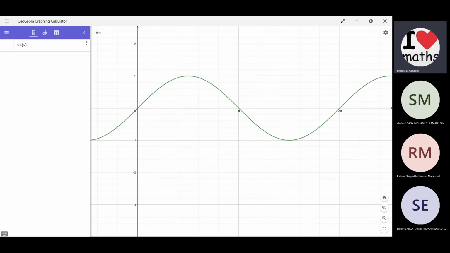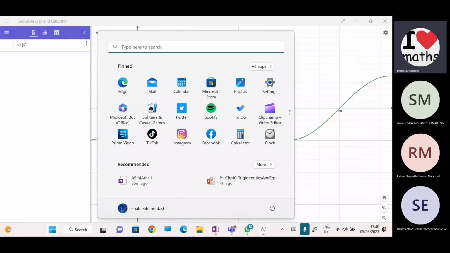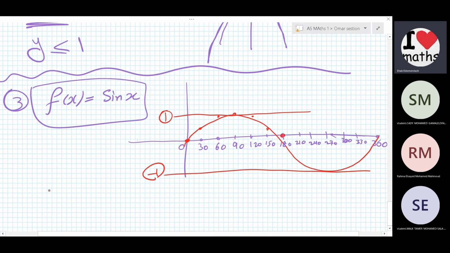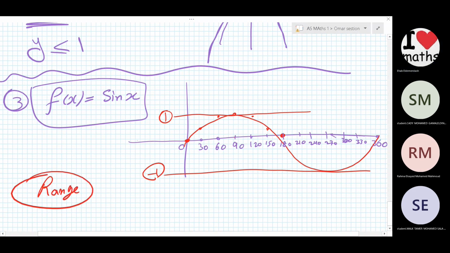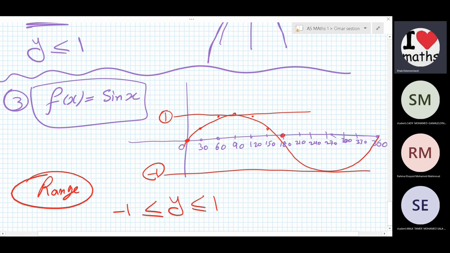Negative 1. So if I ask you regarding this function, please tell me what is the range of this function? Who can tell me what is the range? Y greater than or equal to negative 1 and smaller than or equal to what? To 1. So the range is all the values between negative 1 and 1. Am I clear, Hala? Are you with me? So I will take all the values between negative 1 and 1. These are my range. Are we clear on the range?